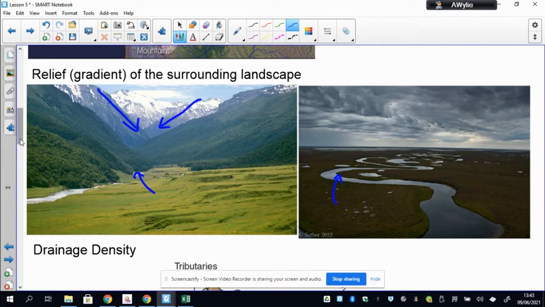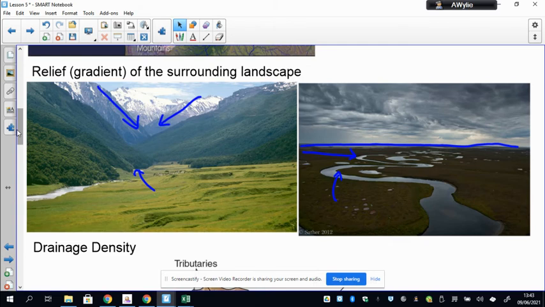In contrast, because this landscape is very flat, water takes a lot longer to travel across it because it's a flat gradient, and therefore if water lands on that landscape, it's going to take a long time to get to the river. So the gradient of the surrounding landscape is going to influence how fast water gets to the river.